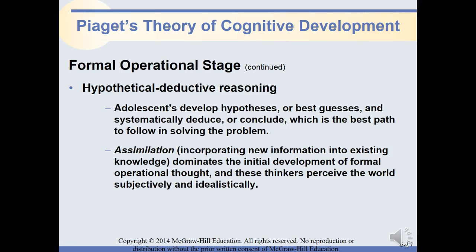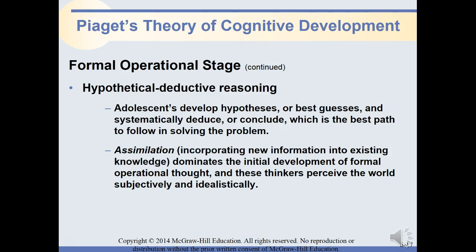Hypothetical deductive thinking is also something that comes in the formal operational stage. Again, this is coming up with a hypothesis and then not actually going and doing it, but using your brain to deduce what the likely outcome is if A happens, if B happens, if C happens. Now, you and I take this for granted because we're always doing this. If I take this job, what's going to happen? Or if I don't do that, again, you try this with 7 and 8 year olds.